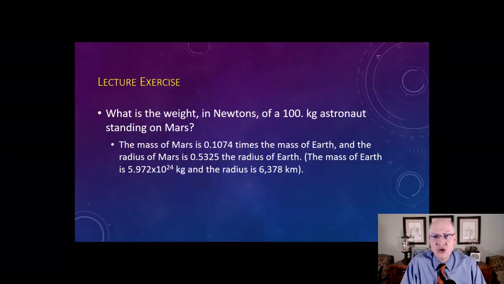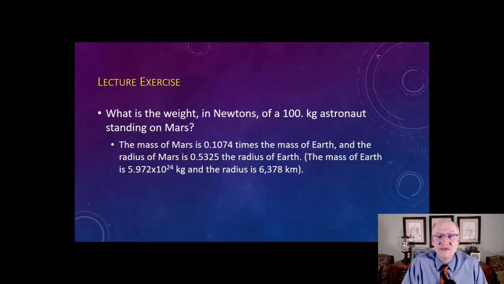A couple things you'll need to know to work this one out: the mass of Mars is 0.1074 times the mass of the Earth. That is, it's about 10% the mass of the Earth. The radius of Mars is about half the radius of the Earth. In fact, it's close enough to 0.5325 times the radius of Earth. So I give you the mass of Earth here, 5.972 times 10 to the 24 kilograms, and the radius of the Earth was 6,378 kilometers.